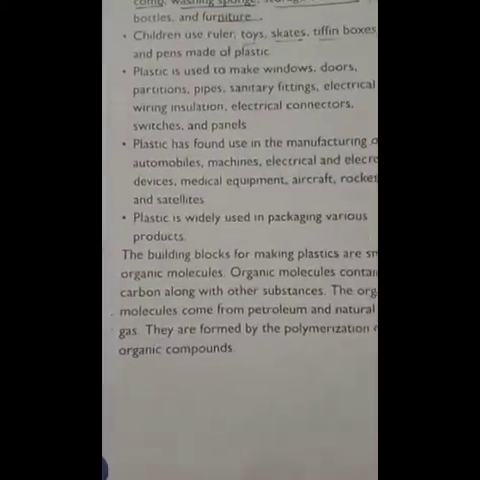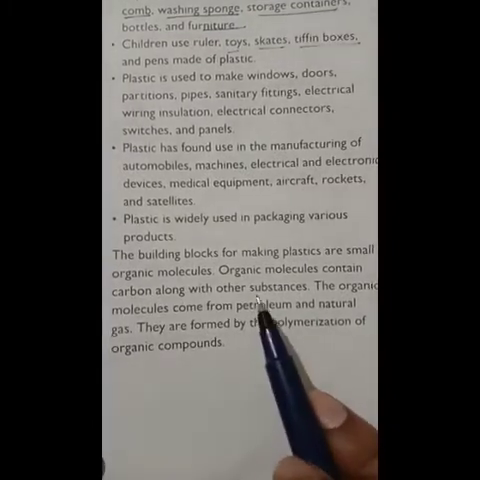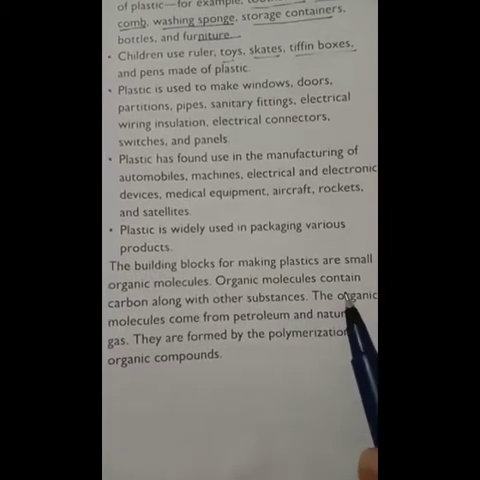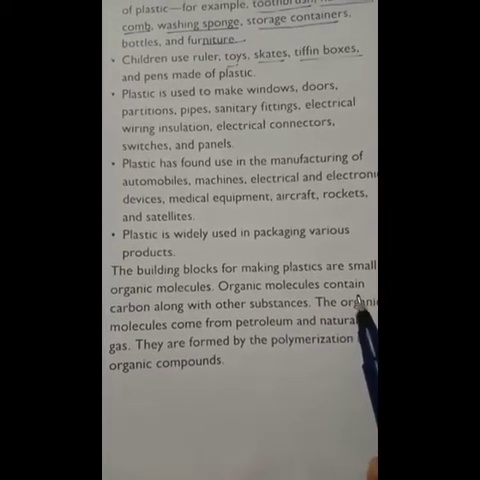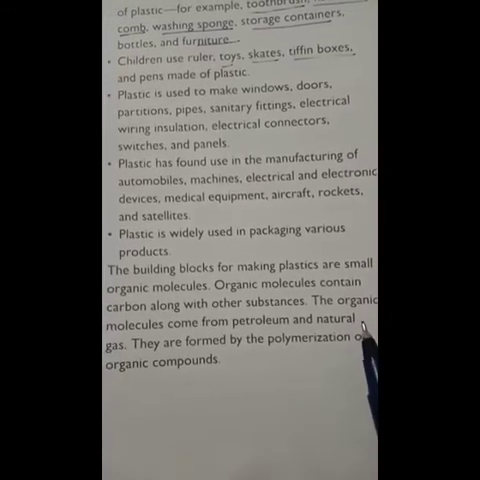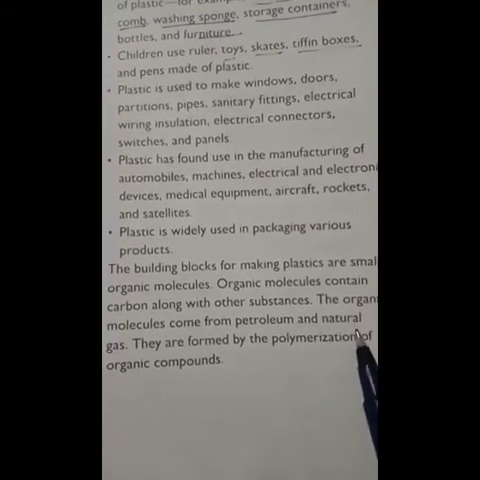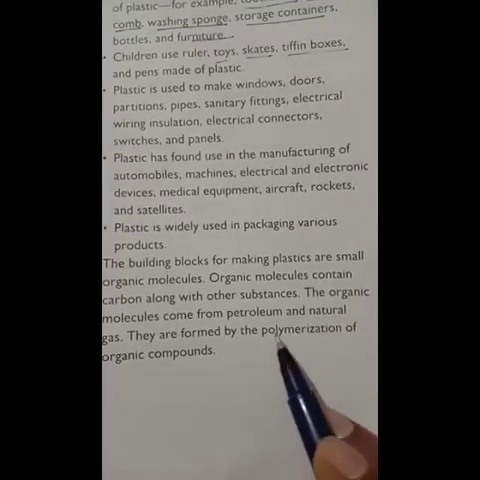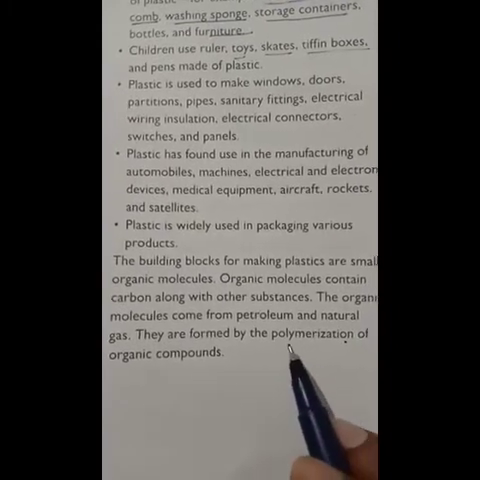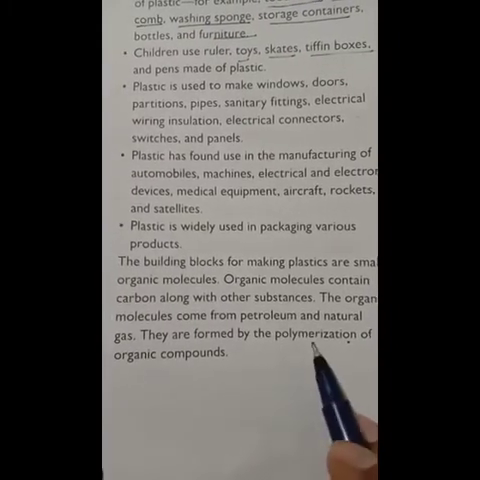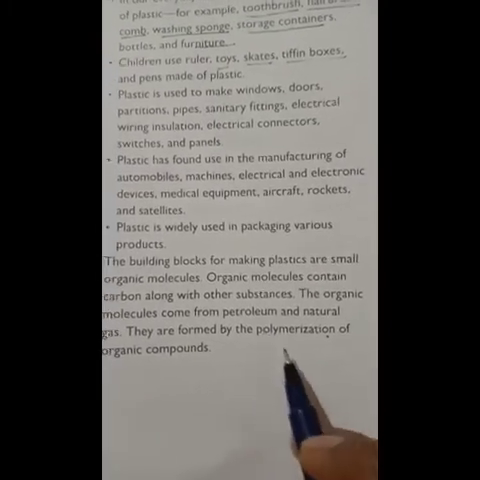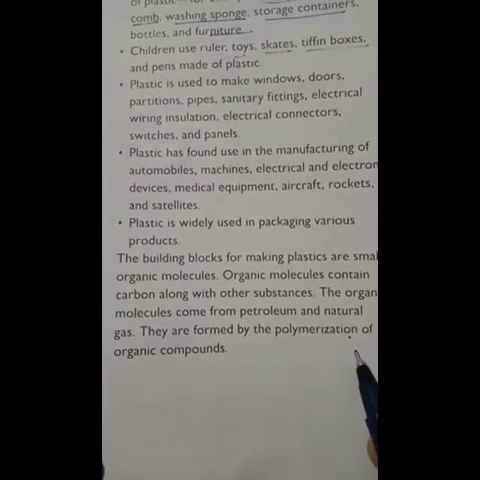The building blocks of making plastics are small organic molecules. What will these organic molecules contain? They consist of carbon along with other substances. The organic molecules come from petroleum as well as natural gas. So how are they formed? They are formed by the polymerization of organic compounds. I have taught about this in the very first topic, right?